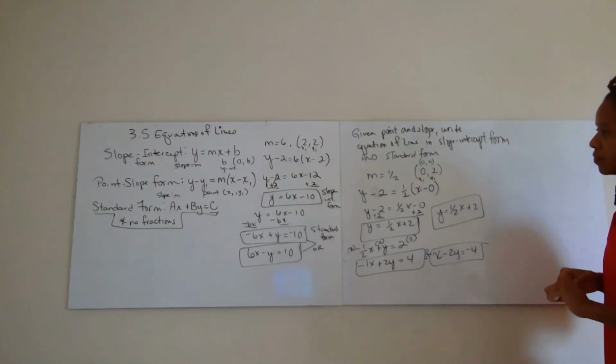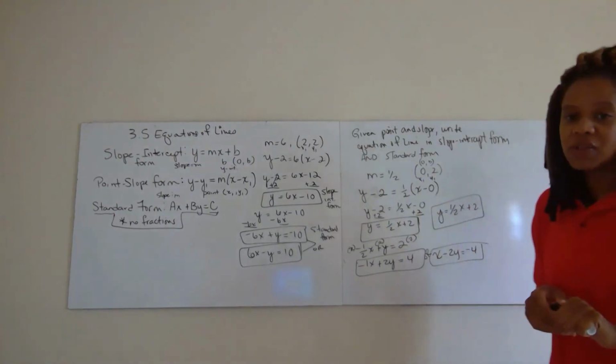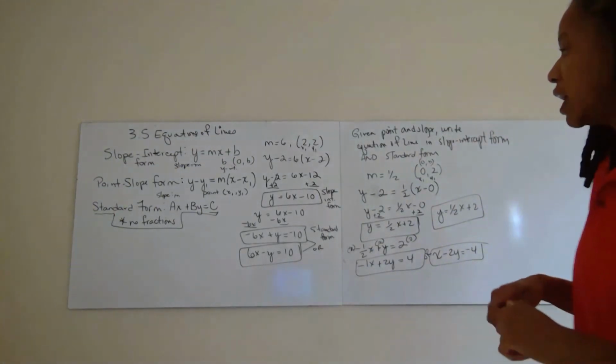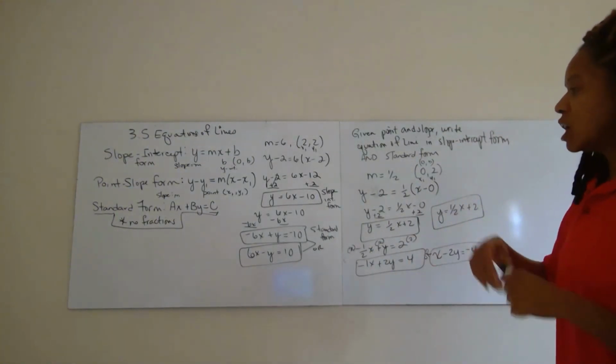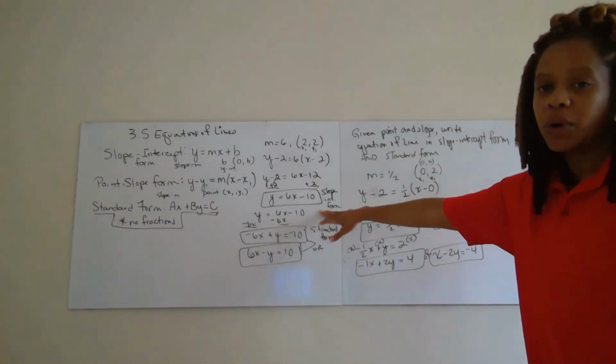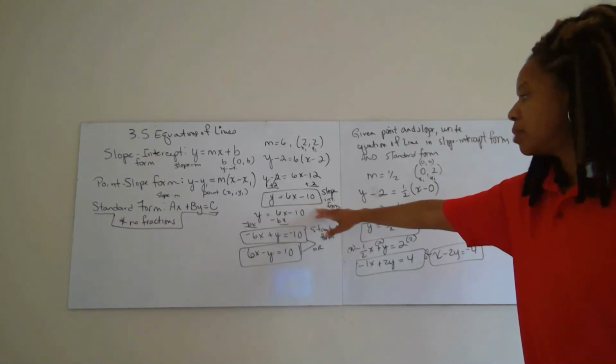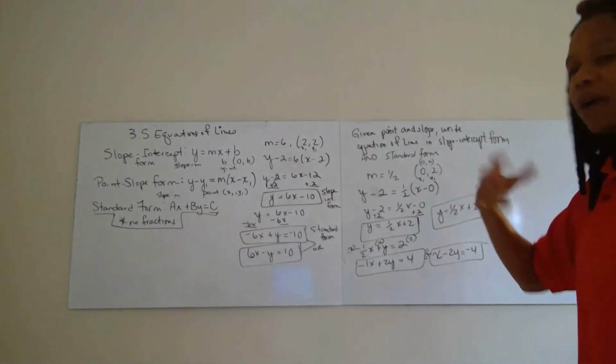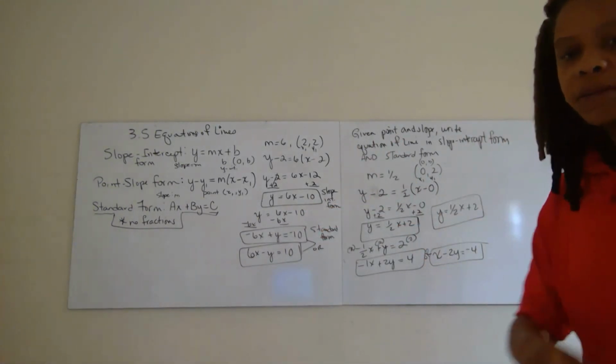Okay. So that's your equations of lines. And so remember, the only other thing is if you have to graph it, you do what? You use your slope-intercept form, okay? And so you would plot your b and then use your slope to rise and run. All right, and that's it.